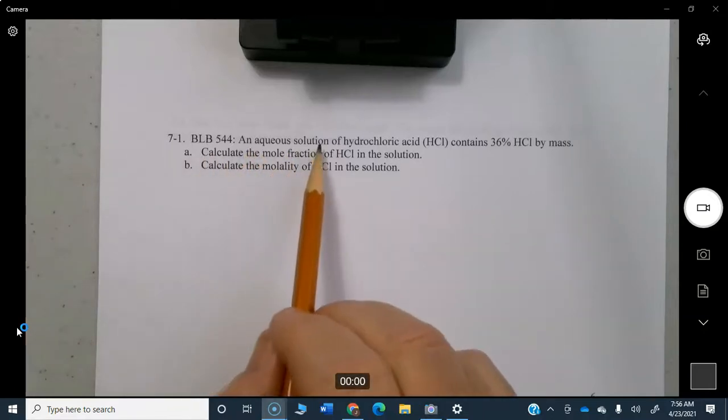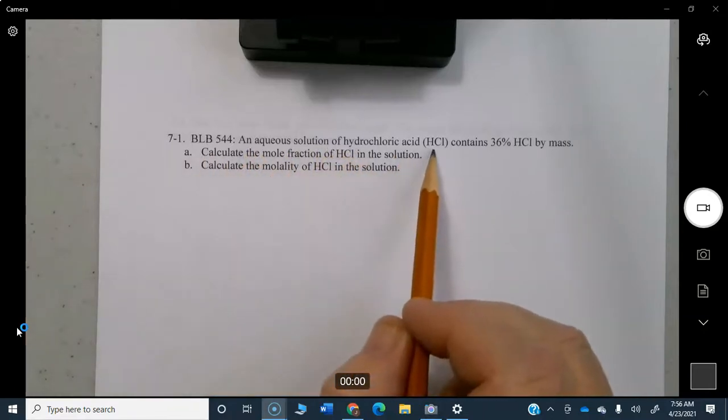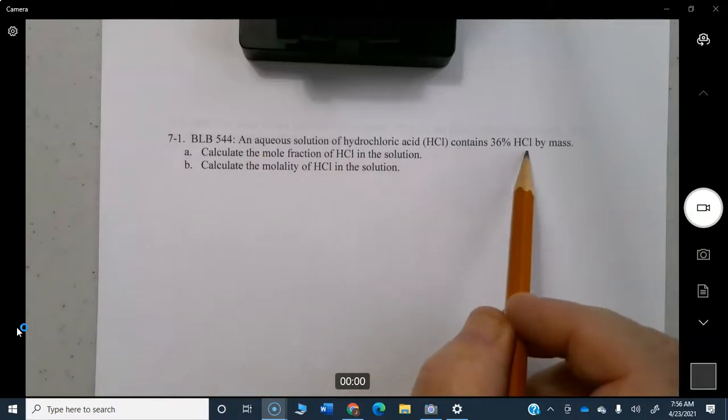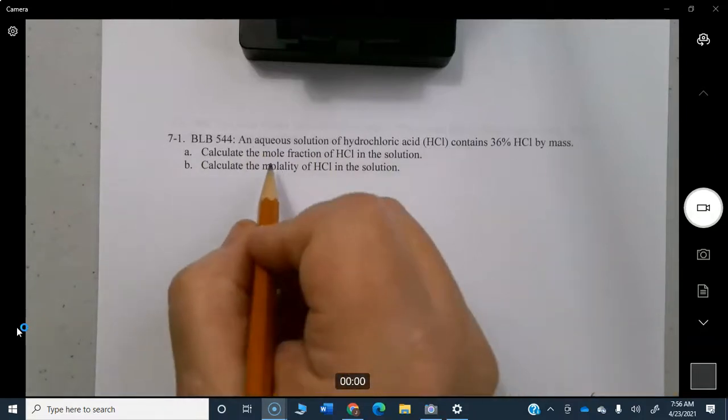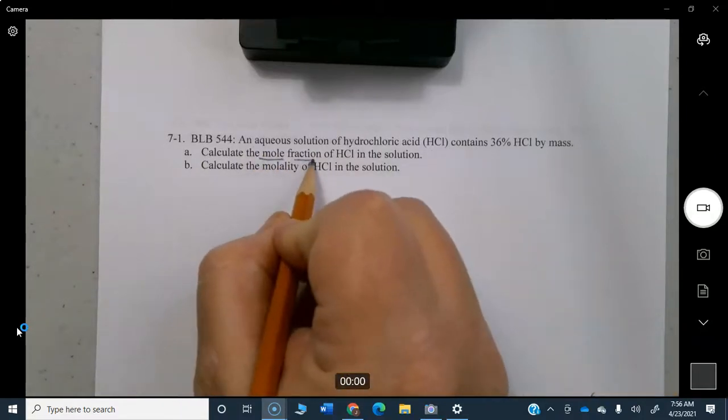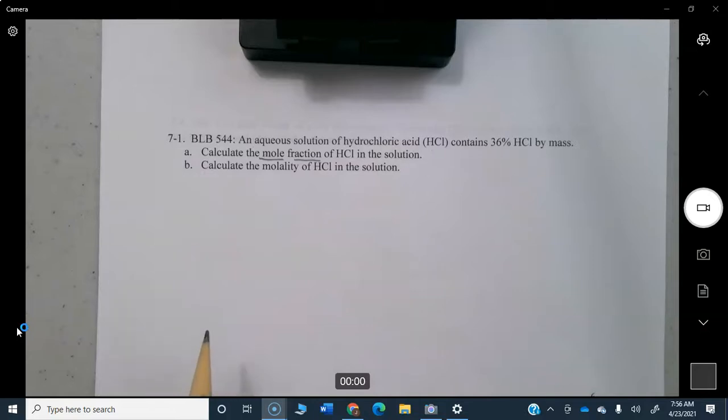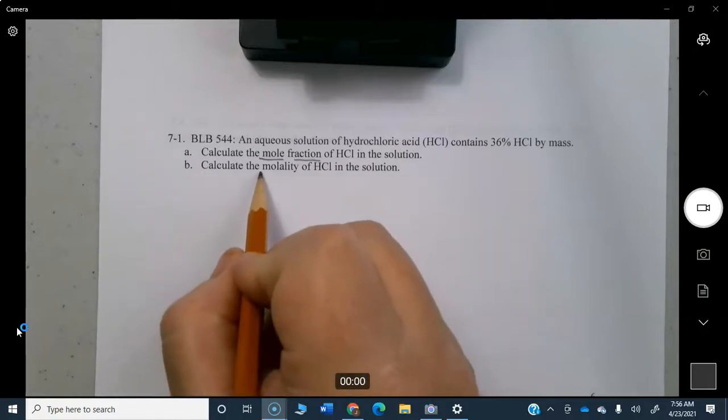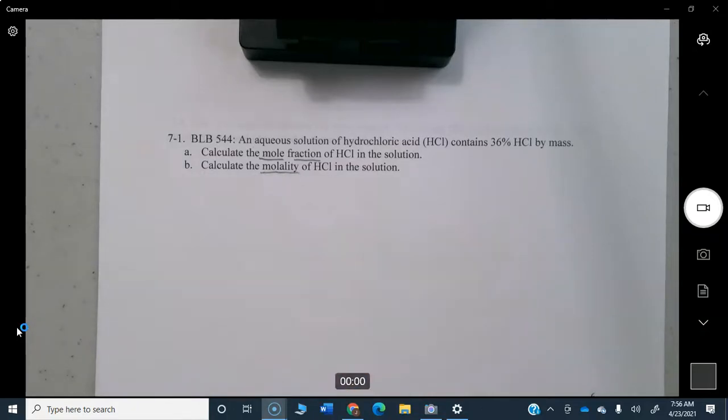So an aqueous solution of hydrochloric acid contains 36% HCl by mass. So calculate the mole fraction and then calculate the molarity of it. All right. So what is mole fraction? Let's go ahead and write that down.